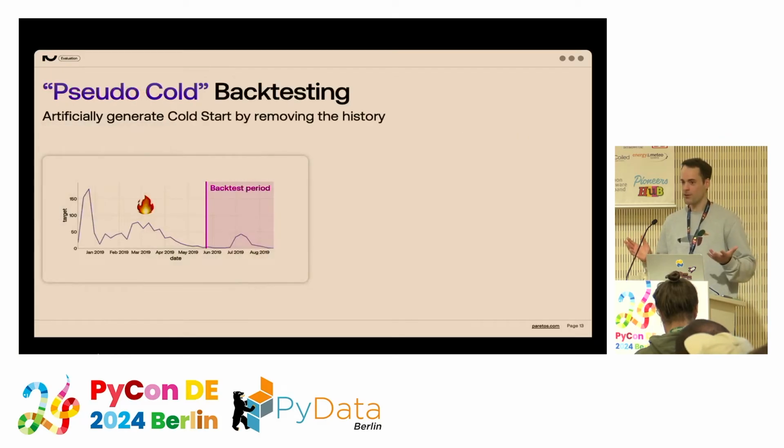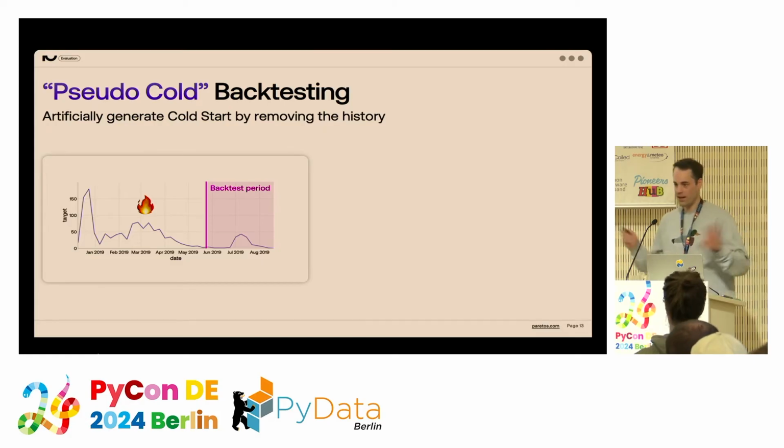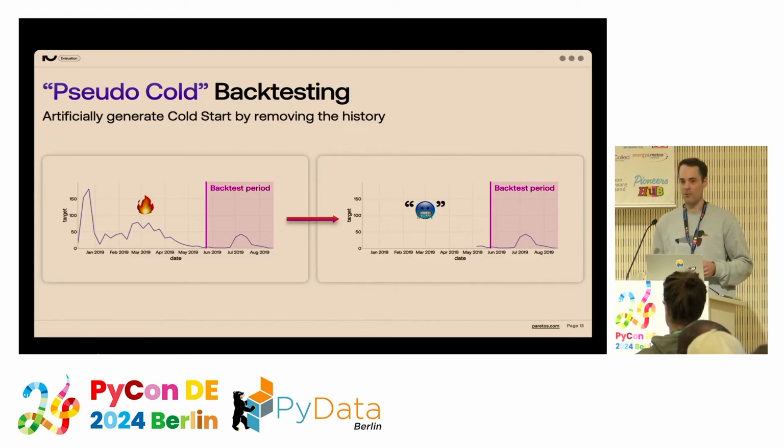The first one is what we call pseudo-cold backtesting. The basic idea is that you can artificially make your data cold. So what does that mean? Let's just say, for the sake of simplicity, we have some time series. It actually has quite a long history, so it's not cold, it's indicated by this flame. But we can just artificially chop away the history and just pretend it's a cold start time series now. It's indicated by this pseudocode.